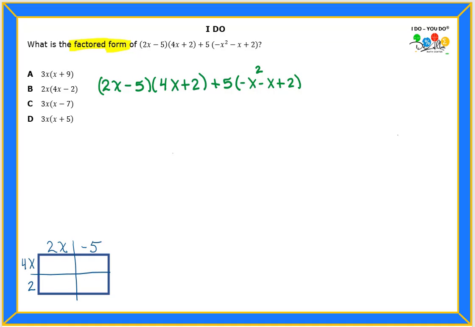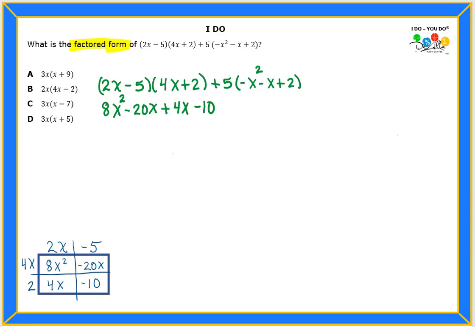And we're going to multiply 2x times 4x. It gives me 8x squared. Negative 5 times a positive 4x gives me a negative 20x. And 2x times a 2 is 4x. And 2 times a negative 5 is a negative 10. Okay, so don't worry about what I can combine yet. We're just going to write down all my terms inside the boxes. So I'm going to start with the far left, and I have 8x squared minus 20x plus 4x minus 10.